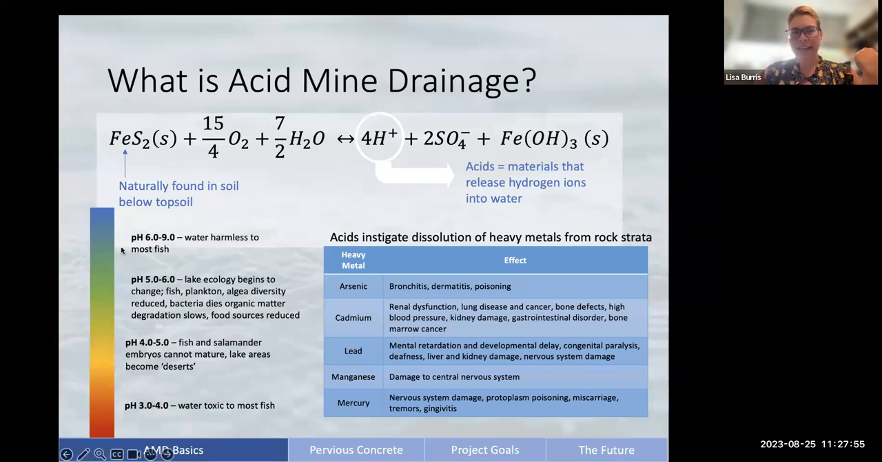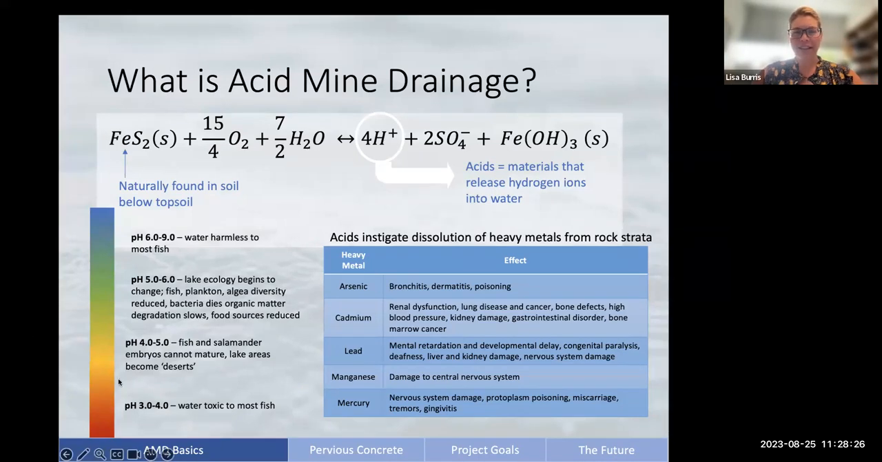And so you can see what happens as we acidify the water. Between pH 6 and 9, it's pretty harmless and in kind of a natural state. Below 6, we begin to change the ecology of the area. Things start to die off: fish, plankton, algae first, and then larger organisms, fish and salamanders after that. It prevents the maturation of their young, so all of the embryos and eggs die, and then those areas become essentially deserts, or food deserts for other animals.